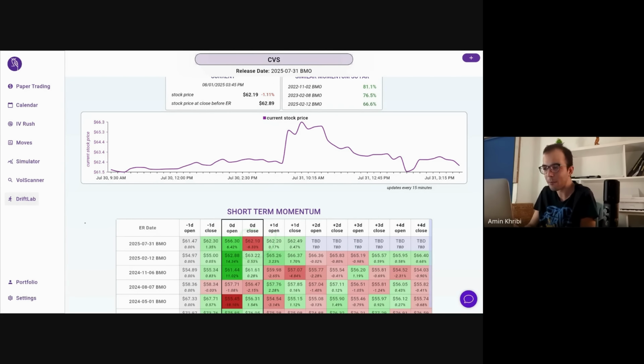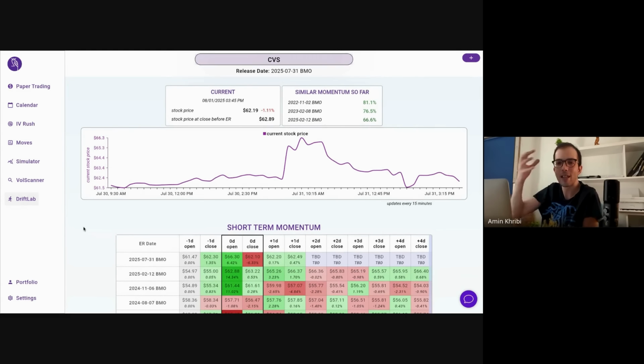It seems that the earnings were not so influential or impactful overall. The stock closed the day at the same level as before earnings. And so here we want to ask the question: when this happened in the past, what were the outcomes later on? Does the stock actually stay flat afterwards, or perhaps data will show us another pattern? Here we're interested in the upper box where we see the similar momentum so far.